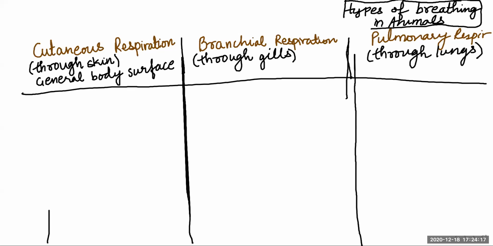All right, kids. So let's see what you are writing. What have you written? So first, let's look at porifera. Where will porifera be? Cutaneous, branchial, or pulmonary? C, B, or P? That's correct. It's cutaneous.